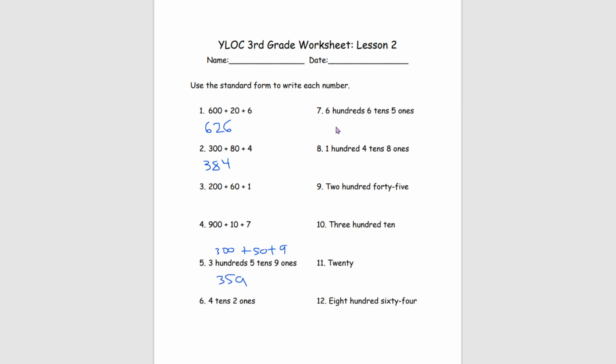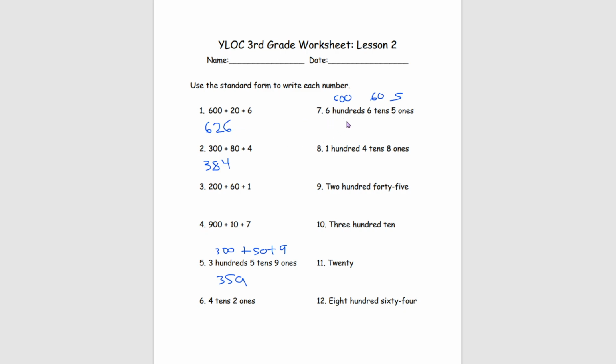And lastly, we can just do number 7, which is 6 hundreds, 6 tens, and 5 ones. And just like we did for number 5, we can translate these into their actual numbers first, meaning 6 hundreds is equal to 600, 6 tens is equal to 60, and 5 ones is equal to 5. And just like we did for all the other ones, we're just going to put them in.